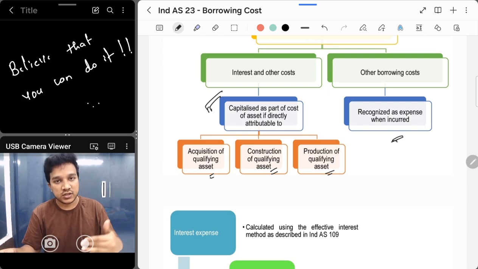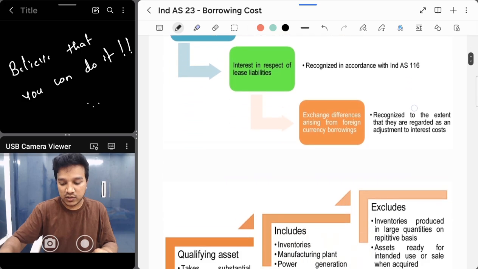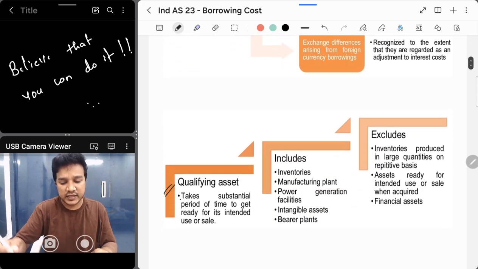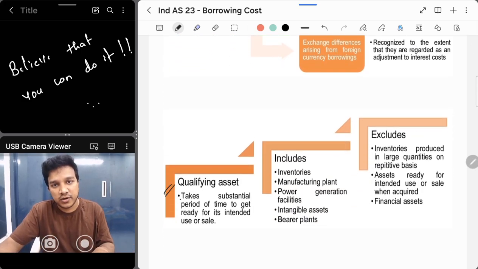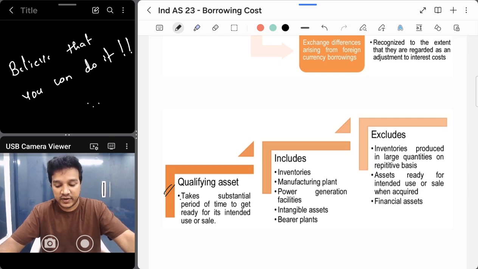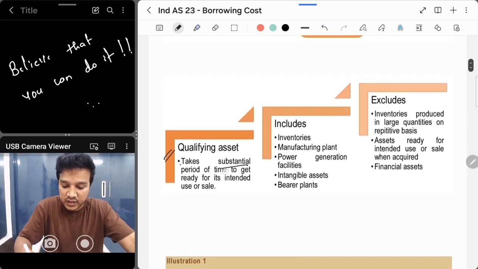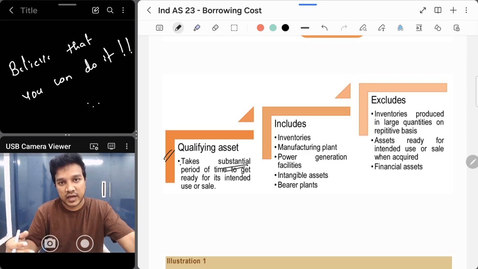Now these are the three cases where you will add to the asset: acquisition of a qualifying asset, construction of a qualifying asset, and production of a qualifying asset. Now let us understand what a qualifying asset is. A qualifying asset is one which takes a substantial period of time to get ready for its intended use. जो substantial period of time लेता है, that is not defined anywhere. What is the substantial period? It is not defined in the standard, but generally in ICAI questions it is 12 months. ठीक है, वो 12 months बोल के कहाँ पे भी it is not defined. Okay, so whenever an asset takes a substantial period of time to get ready for its intended use, उसको qualifying asset बोलते हैं.